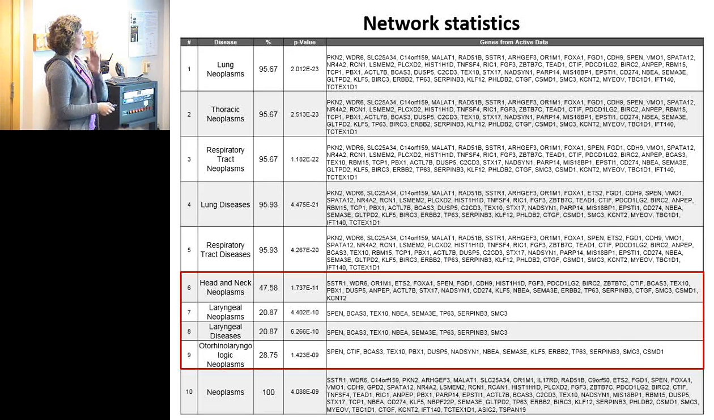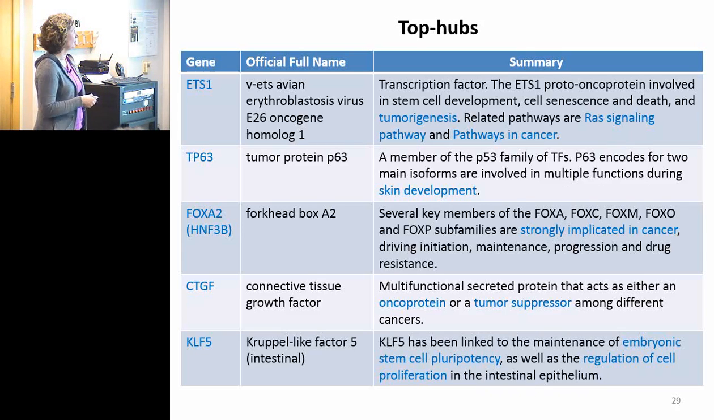Yep. And this table shows a very short summary for the top genes in our network, and all of them are related to cancer. TP53, as Marine mentioned, was found in many HPV-related cancers, in anogenital, cervical and head and neck cancer, and TP53 is responsible for epidermis development. FOXs are strongly implicated in different types of cancer. CTGF can work as an oncoprotein or tumor suppressor, and KLF is important for many processes in the cell.